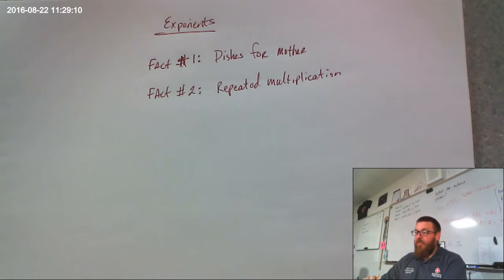So number one fact about exponents you have to know is that as a random act of kindness, they often do their dishes for their mother. True. So they're nice. They're not something to be afraid of, not intimidating. They're all right.